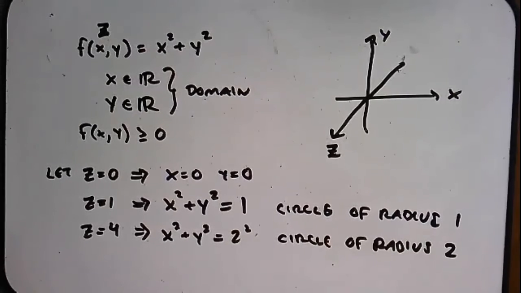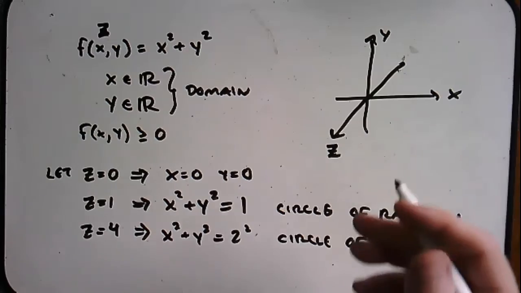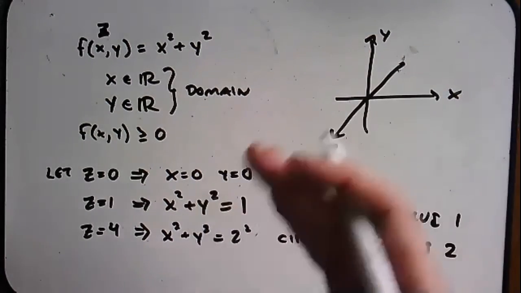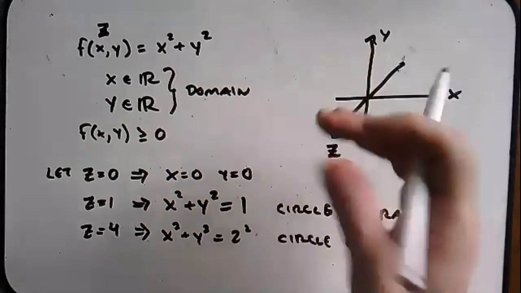So if you don't know that these are equations for circles, don't worry about that too much. What we're doing right now is really just exploring what the surface looks like, and there's a lot of ways that we can do that. So if we come out along the z-axis, what we're finding is that the cross sections of the surface are circles, like concentric circles.